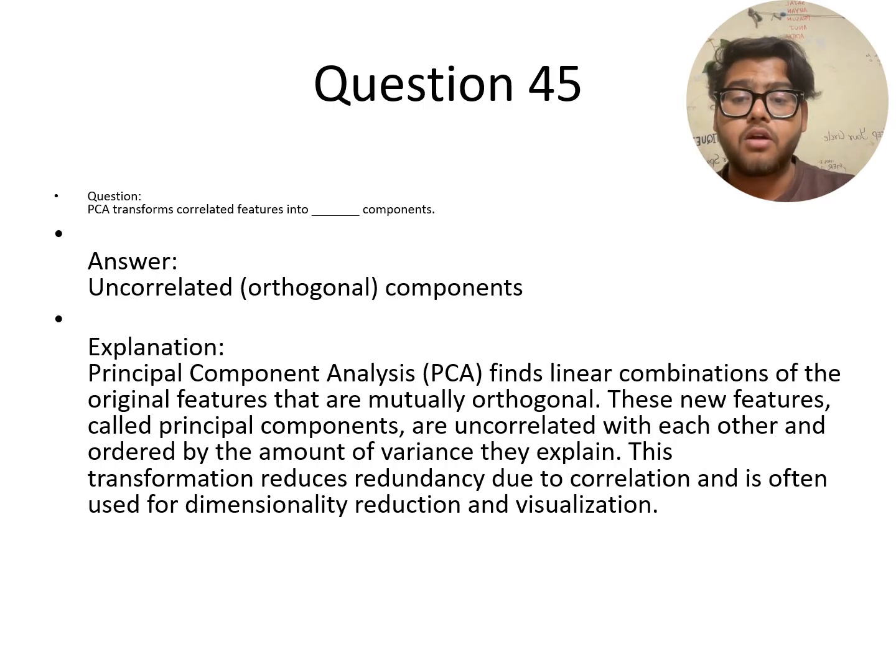The question number 45, we have PCA transform correlated features into dash components. So we have uncorrelated, or we can say orthogonal components. PCA finds linear combinations of the original features that are mutually orthogonal.